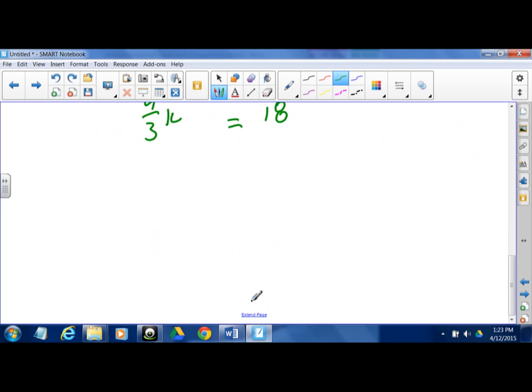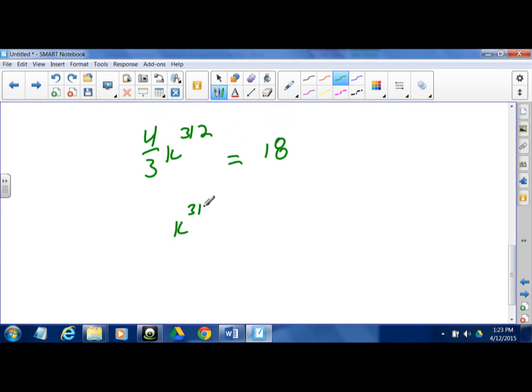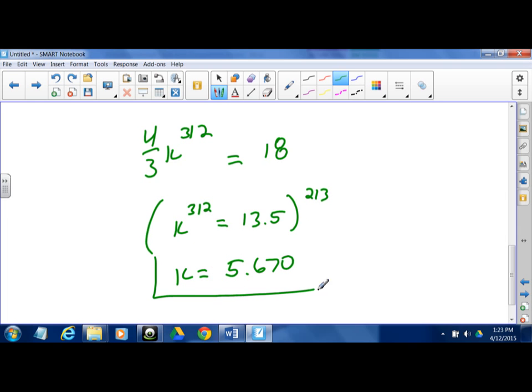So to get rid of the 4/3, I'm going to multiply both sides by 3/4. I'm going to get k to the 3/2 is equal to 13.5. And then to get rid of the 3/2 power, I'm going to raise everything to the 2/3 power. And so that's just going to be k equals, and I'm going to get 5.670, which is the value of the horizontal line such that the regions will have equal areas.